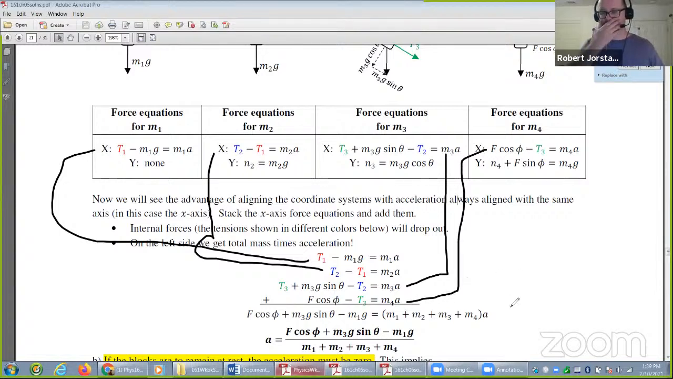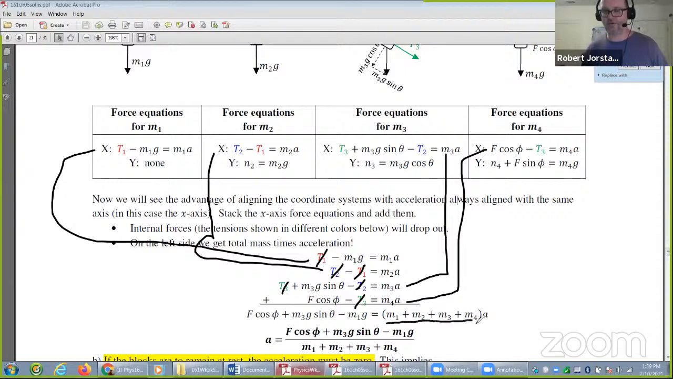That's where those equations came from. Look at all the internal forces, the tensions dropping out. And so in this case, I don't need to use the System FBD, and I get a result for the acceleration almost instantly. As the problems get more complicated, and notice there's another check on my work.